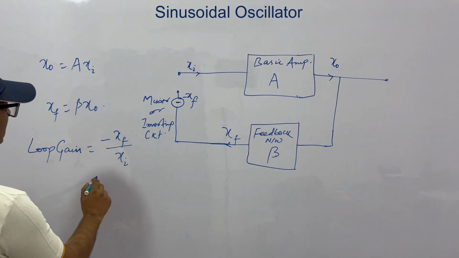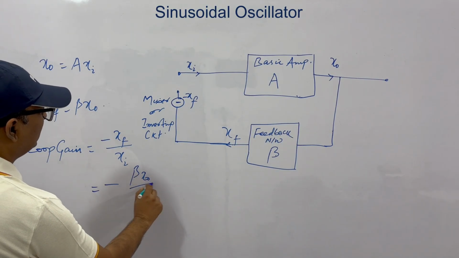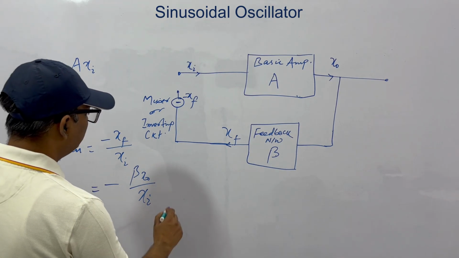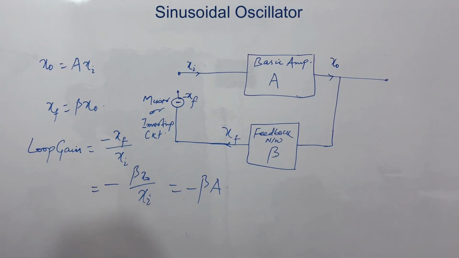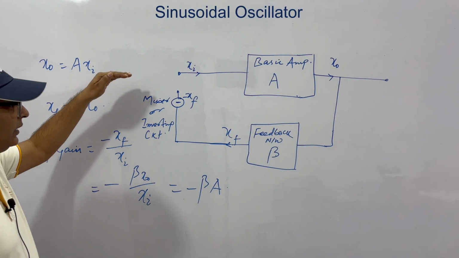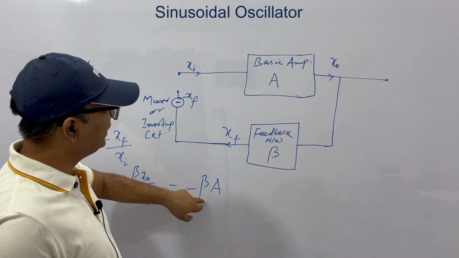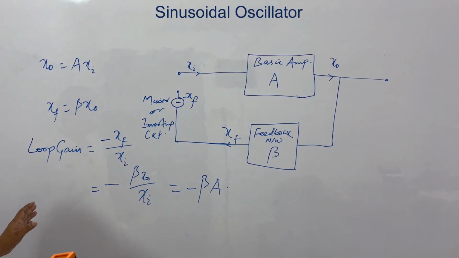And what is minus XF? It is beta X0 by XI. But X0 by XI is A. So this is minus beta A. Okay, clear? That is, if we send Xi, here what we get is minus beta and A. Clear? Very clear up to this?